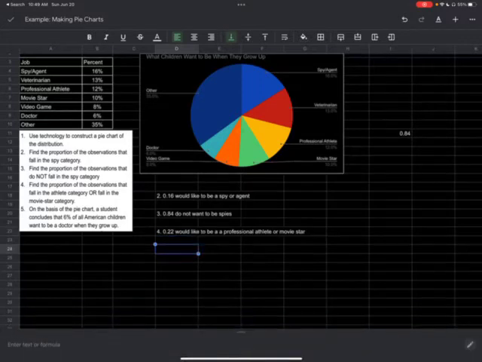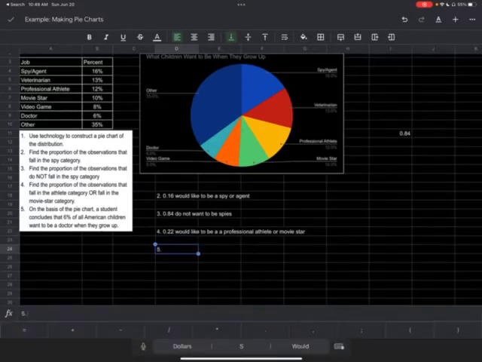And lastly, number 5. On the basis of the pie chart, a student concludes that 6% of all American children want to be doctors. Well, we can't say that about all American children. This sample of 270 some students isn't, unless it was a perfect spread of the population and all the circumstances. There's no way this really applies to everybody. So there is certainly sampling error because we have such a small sample here.